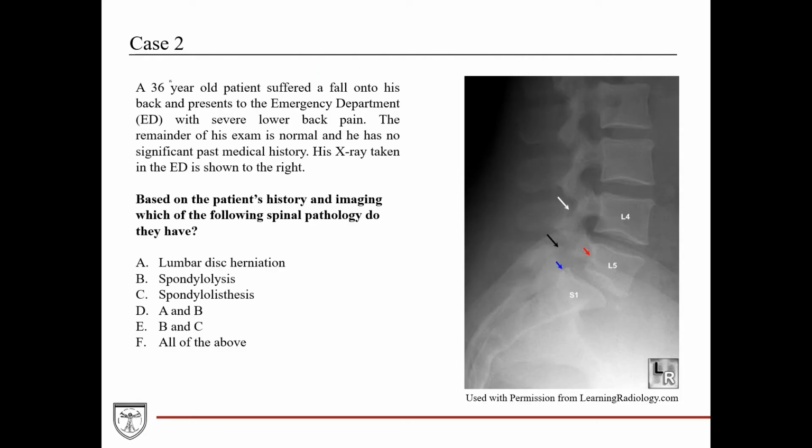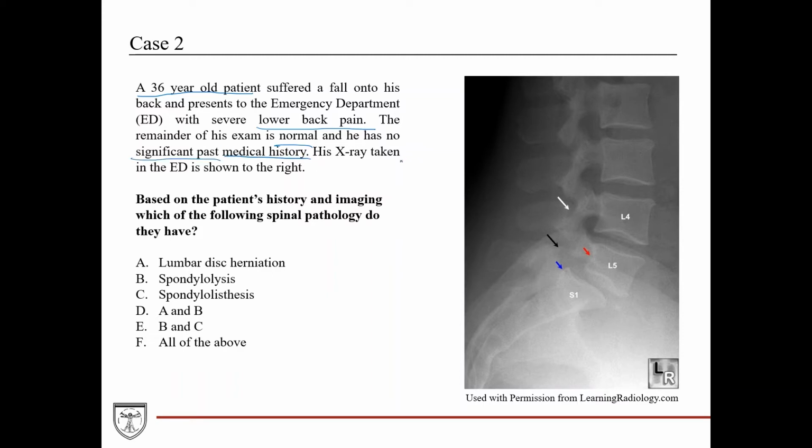Alright, so second case here, we have a 36-year-old patient, so a younger patient, who suffered a fall onto his back and presents to the emergency department with severe lower back pain. So some kind of trauma here, could have a break in his spine. Let's keep reading to find out. The remainder of his exam is normal, so he doesn't have any significant neurological deficits, which you'd be worried about with injury to the spine. And then he has no significant past medical history, so he's otherwise healthy.